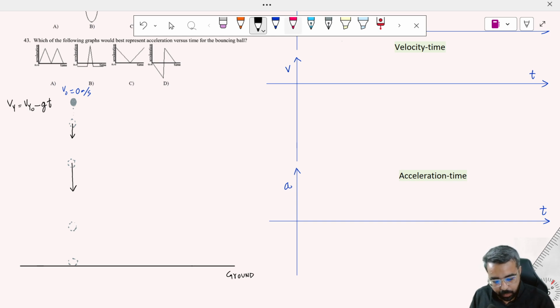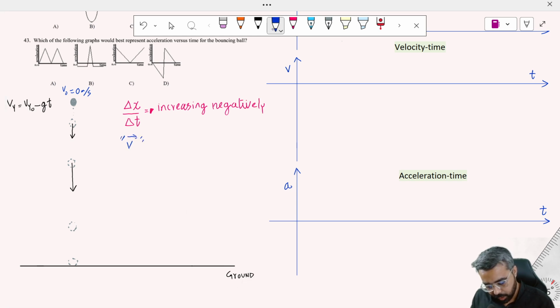Now we know that the velocity is the slope of the position time graph. So can I say it is increasing, but negatively? The velocity is not constant, right? So the position time graph, or in this question the distance time graph, can never be a straight line, because velocity, which is the slope of the graph, is changing. So it should be curved.